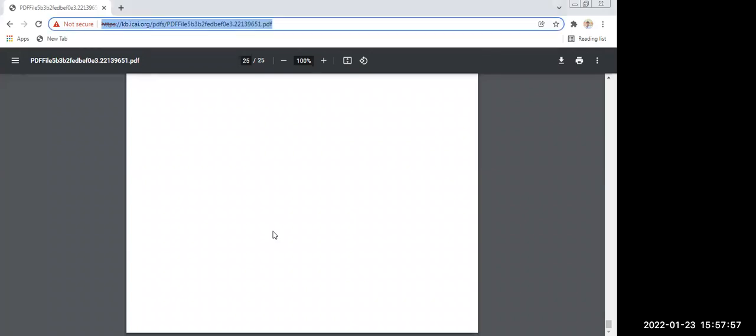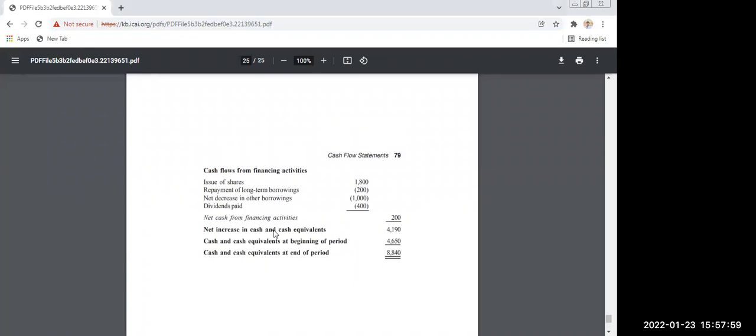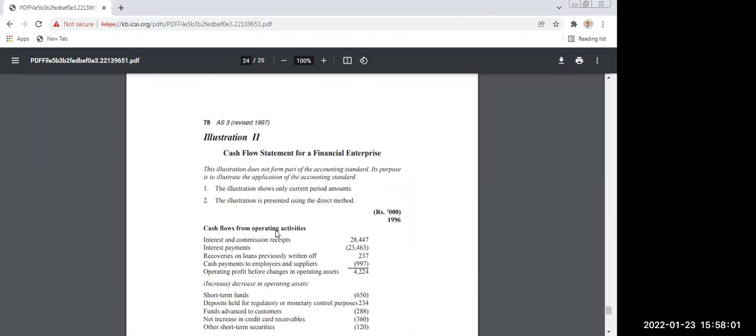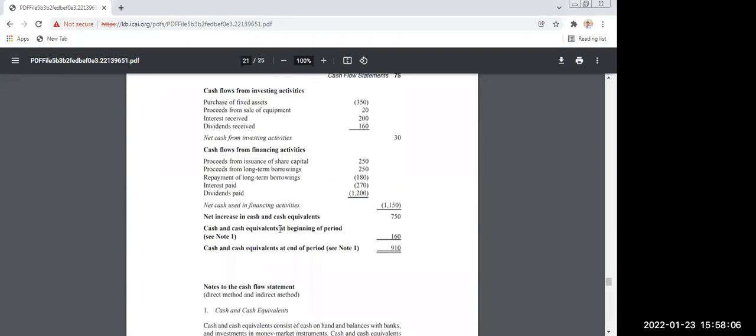Don't do it with any direct method, do it only with the indirect method. Okay. Just do 2-3 questions in the beginning. That may be a little advanced, for all the companies, all types of business.